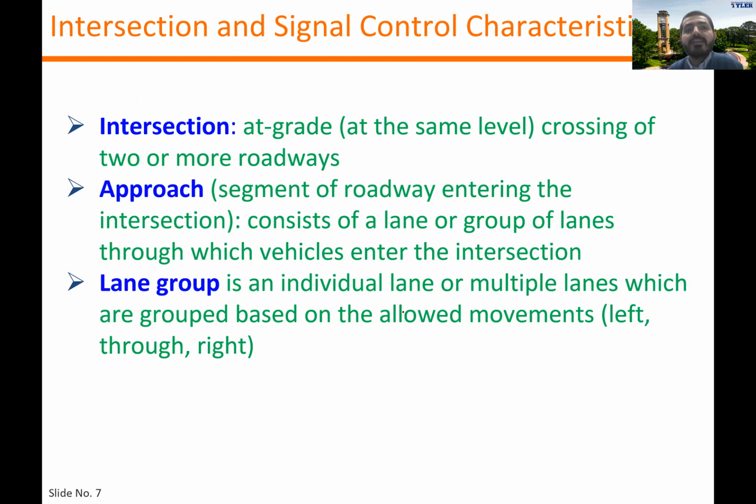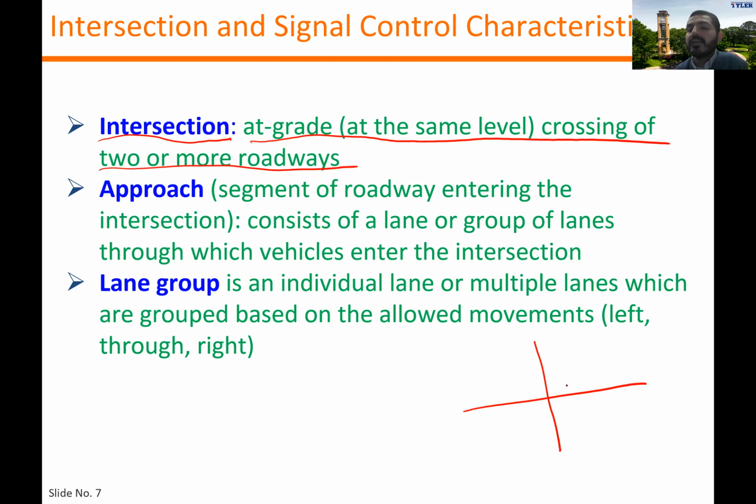There are some definitions here that we need to be aware of before we get going in this chapter. The first definition is how we identify or define an intersection. An intersection, or at grade, is the at-grade, same-level crossing of 2 or more roadways. Most of the time it's a four-legged intersection, but sometimes we may have a fifth roadway, and therefore it's a five-leg intersection. An approach is a segment of the roadway entering the intersection. It consists of a lane or group of lanes through which the vehicles enter the intersection.